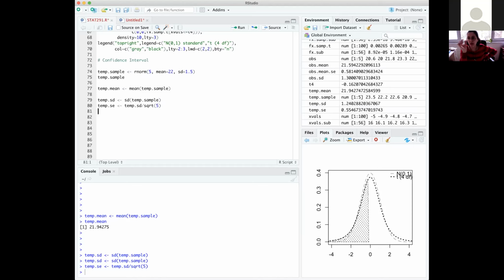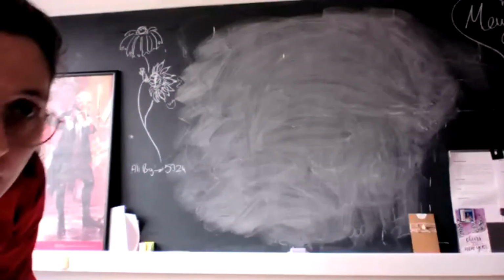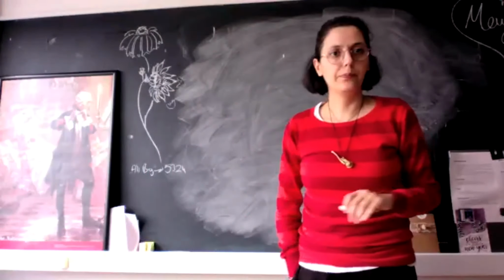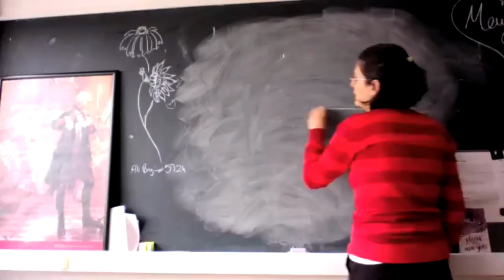For a central area of 0.95 under the curve, alpha over 2 must be in either tail. Maybe I should draw this for you. Can you see this now? I think it will be better if you stop sharing the screen to be able to see your video bigger. Stop share and let's see. Can you see that now? Yes. So we have something like this.